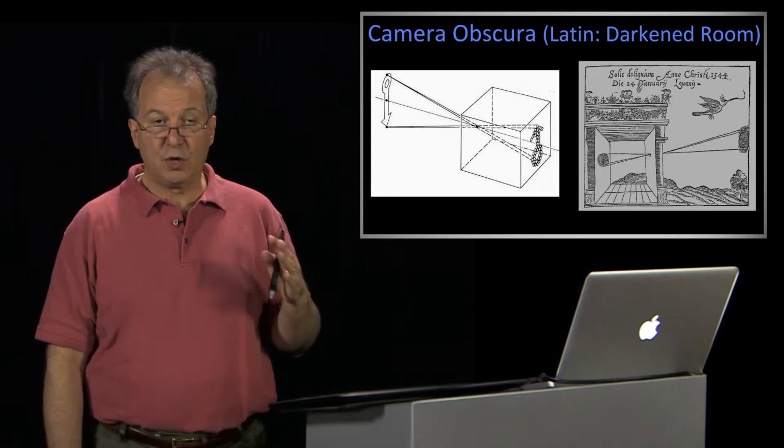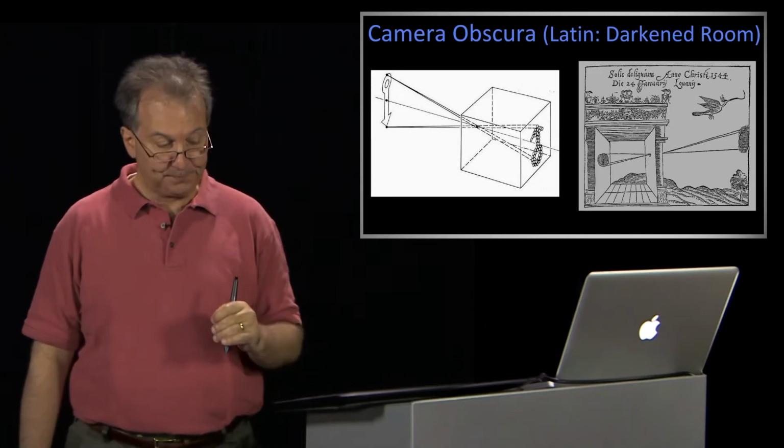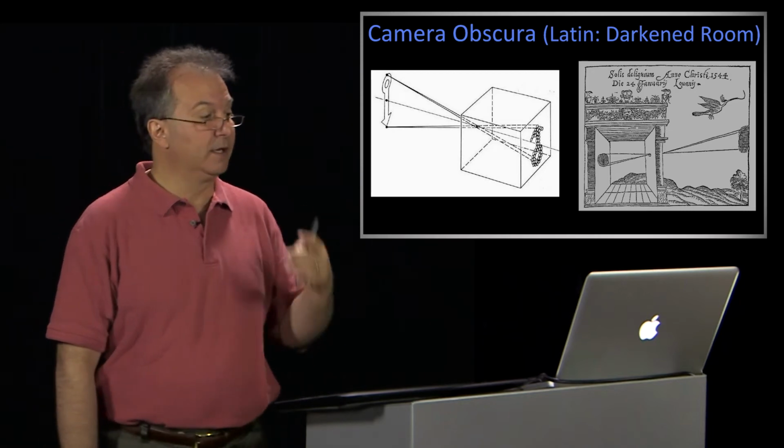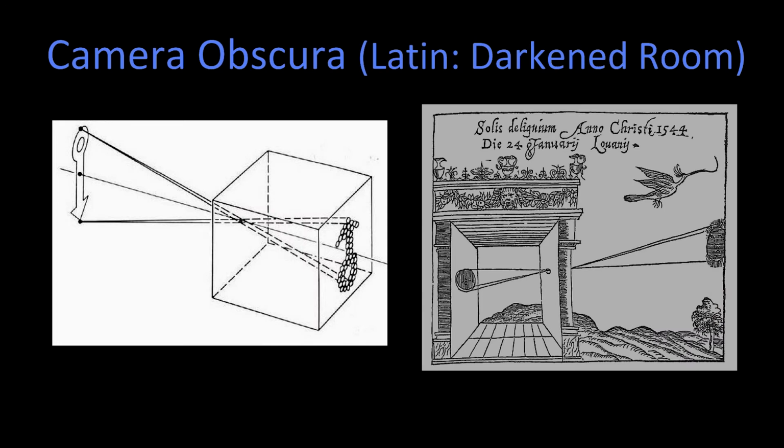The very first known camera, not something that film recorded, but a camera, dates back to Aristotle. And here's an image of it, called camera obscura, which is from Latin and means darkened room. So those of you who speak any Romance language: camera, room; obscura, darkened room.